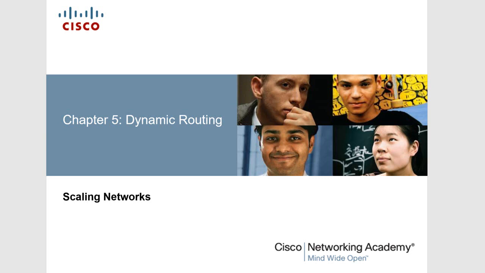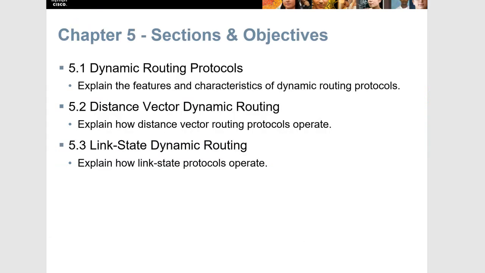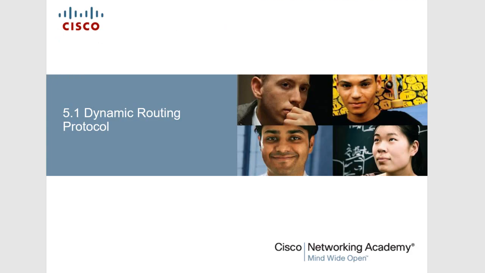All right, Chapter 5, Dynamic Routing. This should be a very short video because this chapter is somewhat of an overview of what we'll be talking about in the following chapters in EIGRP and OSPF. So let's go ahead. We're going to talk about dynamic routing protocols in general, distance vector versus link state, and that's about it. So we're not going to get into too many of the specifics.